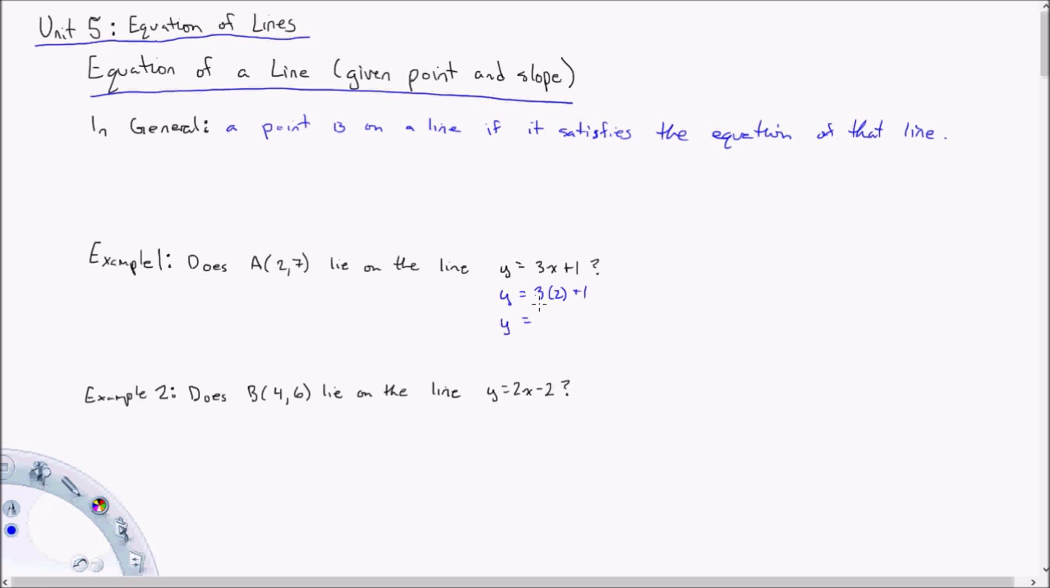So y is equal to 6 plus 1, which is 7, which is the y coordinate of A. So we could say that therefore A is on the line.